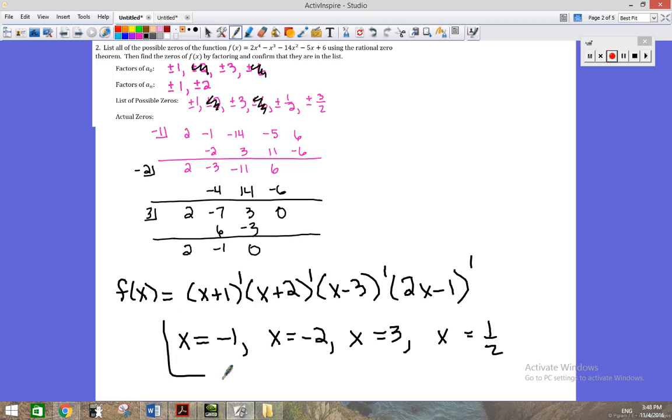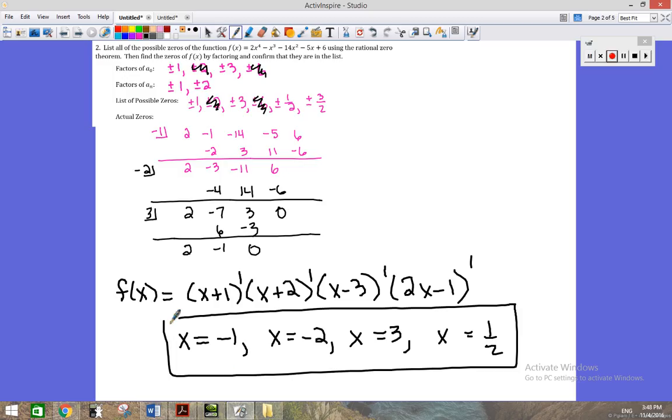I found 4 x-intercepts, and this was of degree 4, my original function, so I found all of the zeros, and fortunately they were all rational numbers, and everything worked out real nicely with this theorem. So I hope that helps.